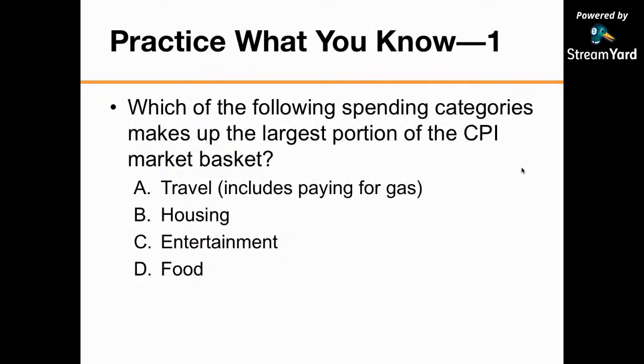Here's a practice what you know for you guys. Which of the following spending categories is the largest portion of the consumer price index basket? I'll give you a second to answer that, and then we'll talk about it.